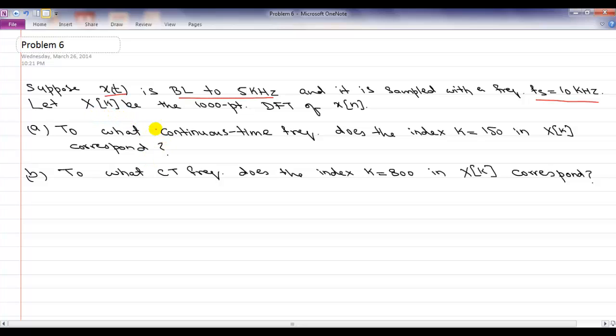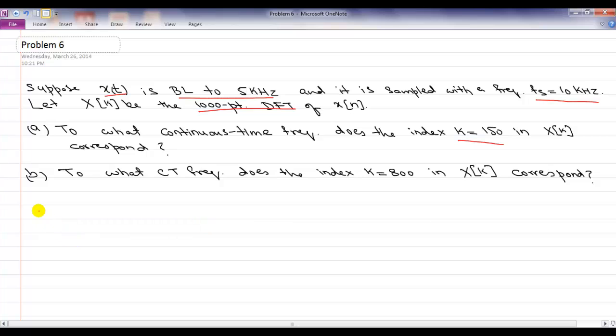And once we sample it, we compute the 1,000-point DFT of our x[n]. So we had done this lecture on how DFT can be used to tell us what is happening in continuous frequencies. And this problem is effectively asking you to relate the DFT sequence values to the continuous frequencies. Okay. So part A is saying once you compute the DFT, for k equal to 150, which frequency does that correspond to in continuous time?